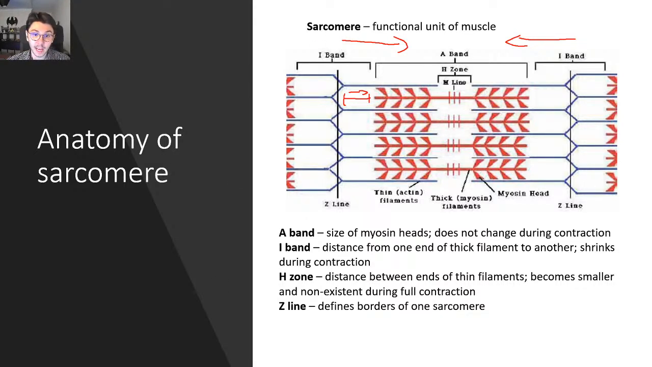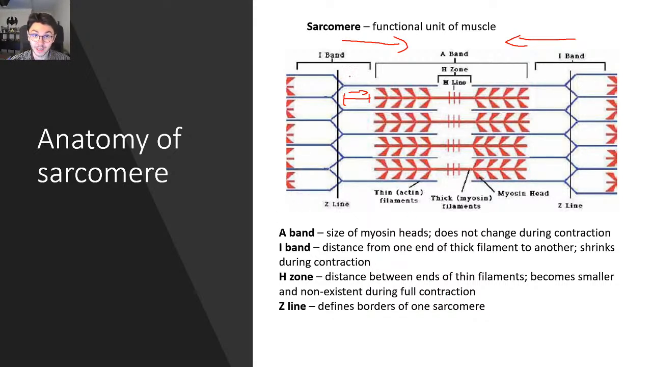Now we'll move on to the I band. So the I band is the distance from one end of the thick filament to another. And as you can imagine, these shrink as the contractions become more prominent. And during a full contraction, this I band becomes non-existent. We have the H zone as well. So the H zone is the distance between two thin filaments. It becomes smaller and smaller and non-existent, to the point that it sort of overlaps during a full contraction.